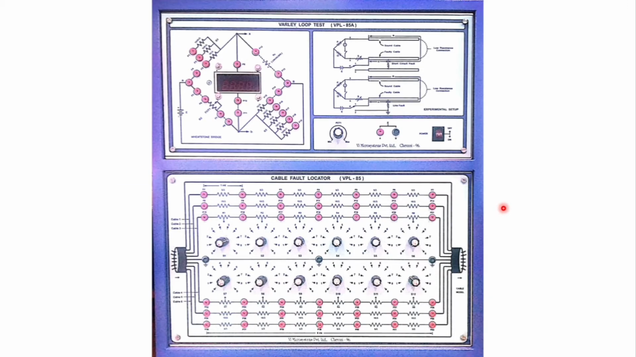This is the experimental kit that we are having. Here you find this Wheatstone bridge network given to you. The equivalent circuit diagram is also given on the kit. And here you have a sound cable and a faulty cable. You find a set of 6 cables. 3 faulty cables are there and 3 sound cables are there.